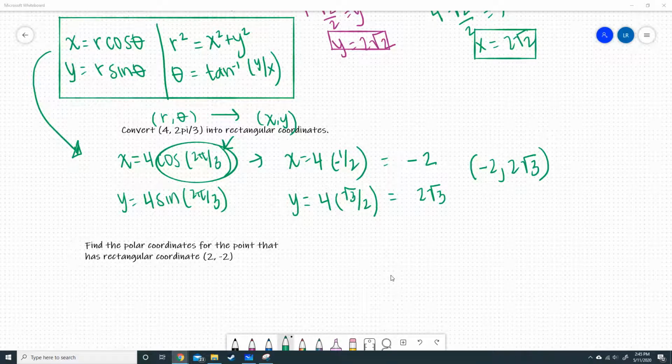In this video, we are going to start with a rectangular coordinate and we're going to find the polar coordinates. And so the important things that you want to know are the things that are in this green box here.